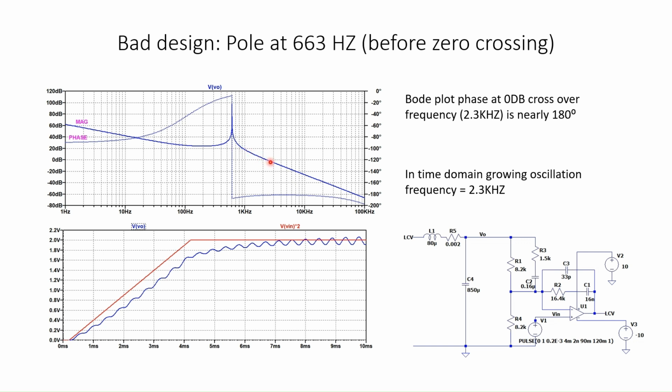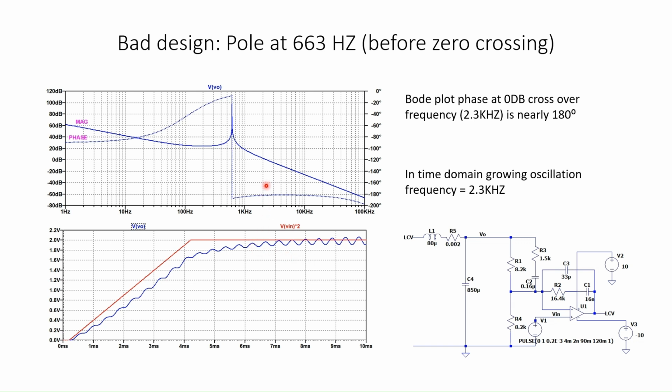Since it's crossing 0 dB with a double pole at 40 dB per decade, we expect the phase to be close to 180 degrees. So 0 dB crossover here, and then you can see the phase is nearly 180 degrees at that point. So we have a very bad phase margin. That reflects in the time domain waveform. This is the reference, and this is the feedback supposed to follow the reference. You can see the oscillation, and it is increasing in magnitude.